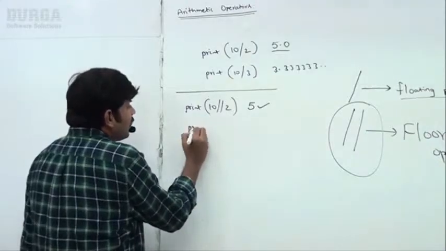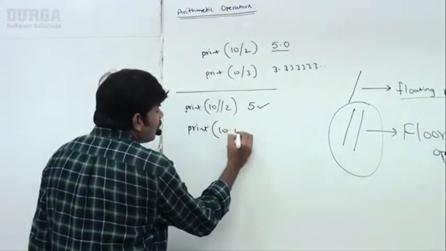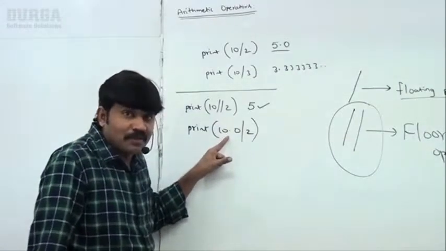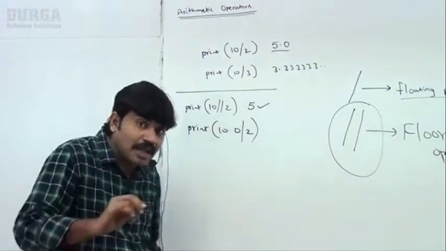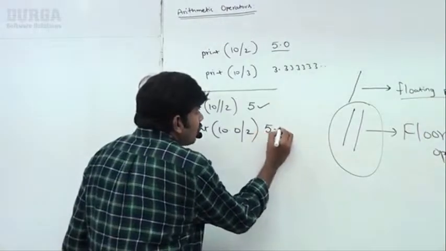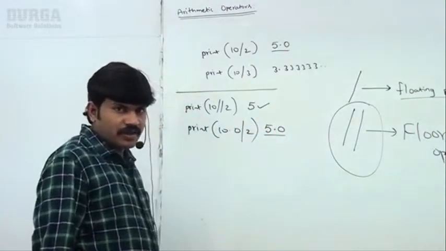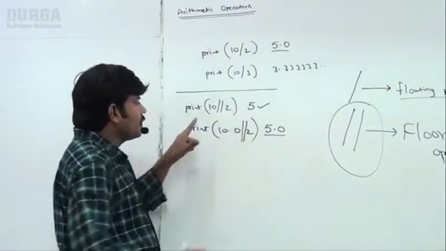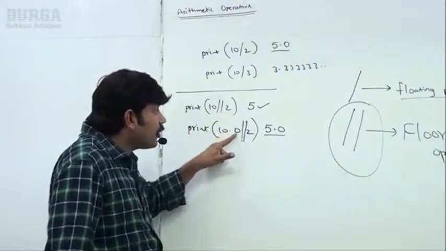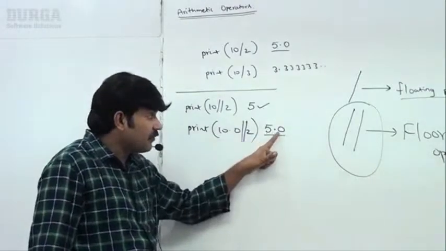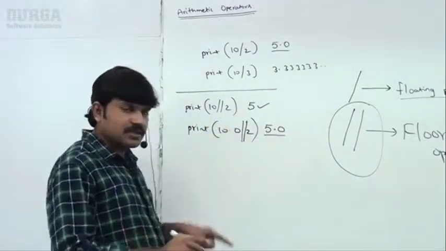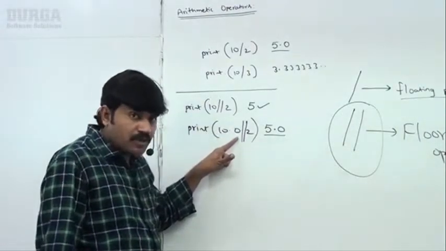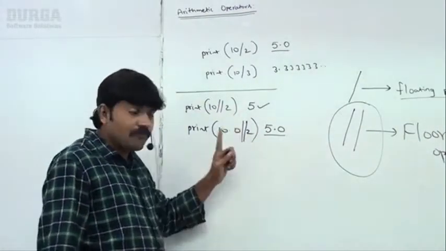Now I am taking print of 10.0 floor division 2. At least one argument is float type, so the result is always float value 5.0. Are you in a position to understand? So what is the difference between 10 floor division 2 and 10.0 floor division 2? The answer is 5.0. If both arguments are int type, the result is always int. If at least one argument is a float, the result is float type in the case of floor division.